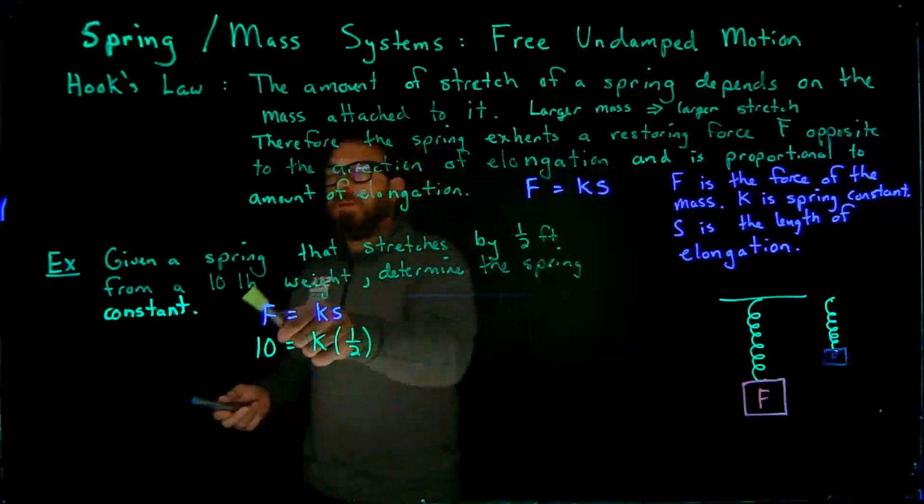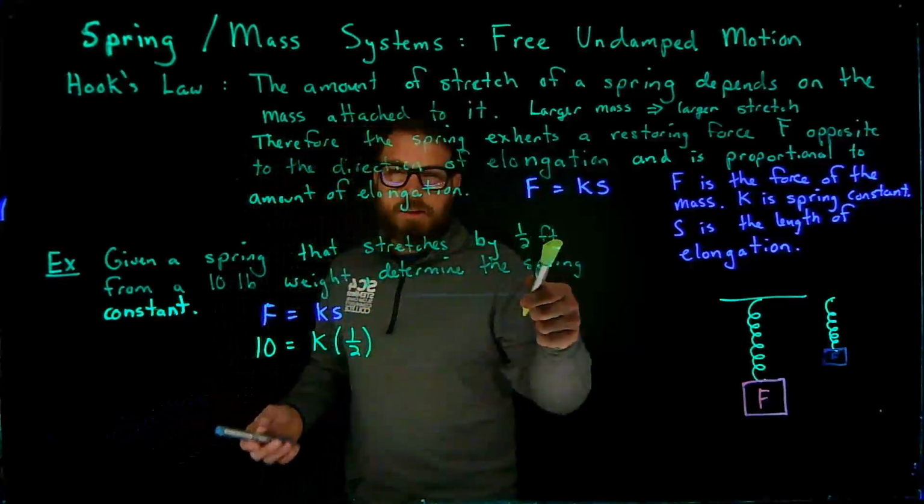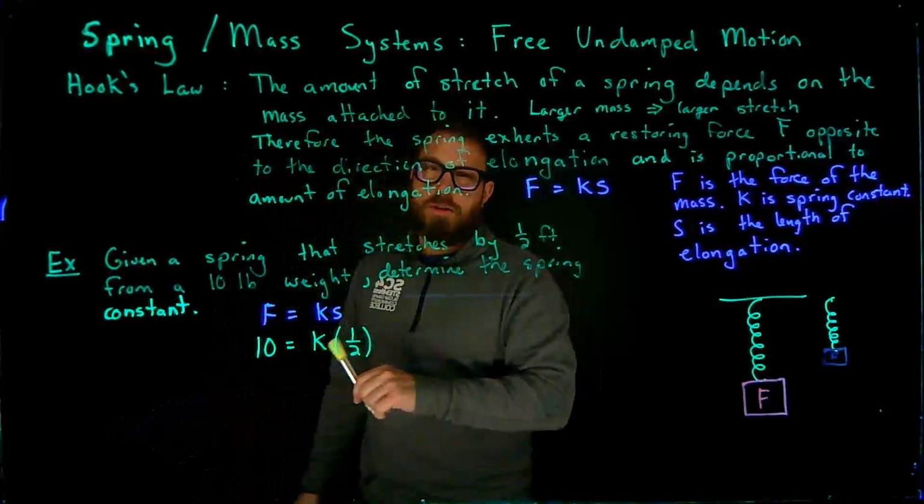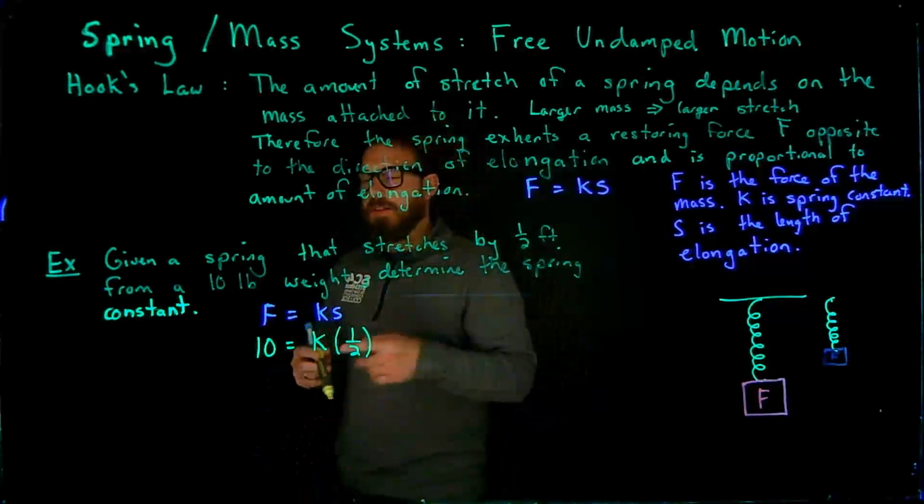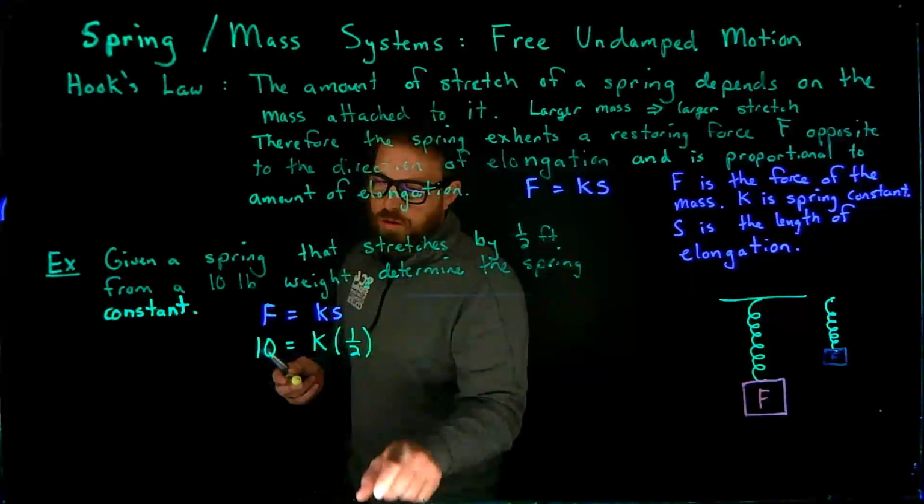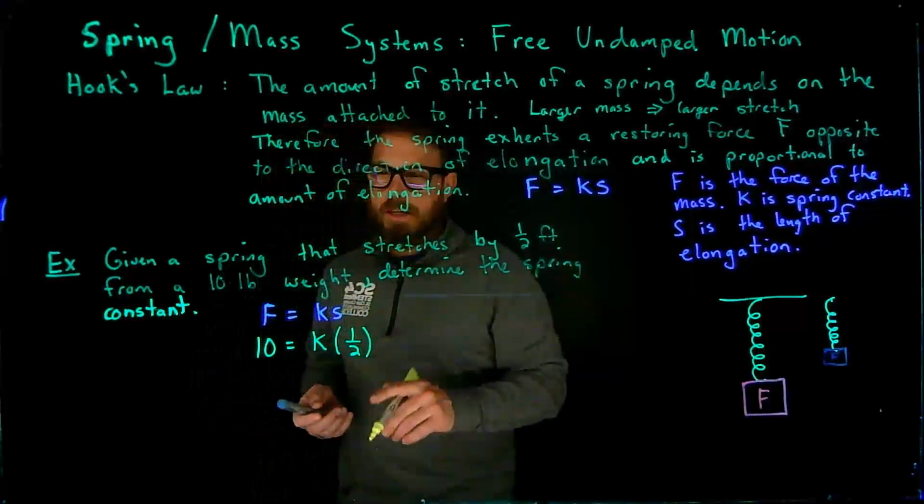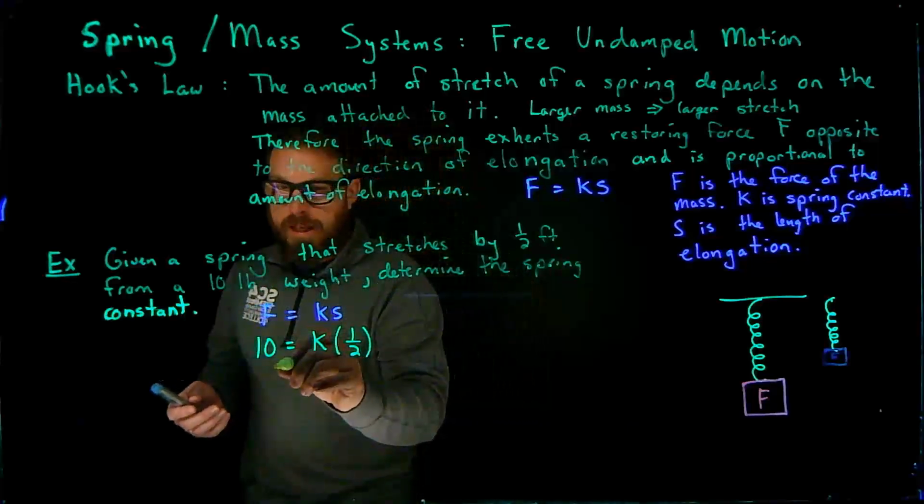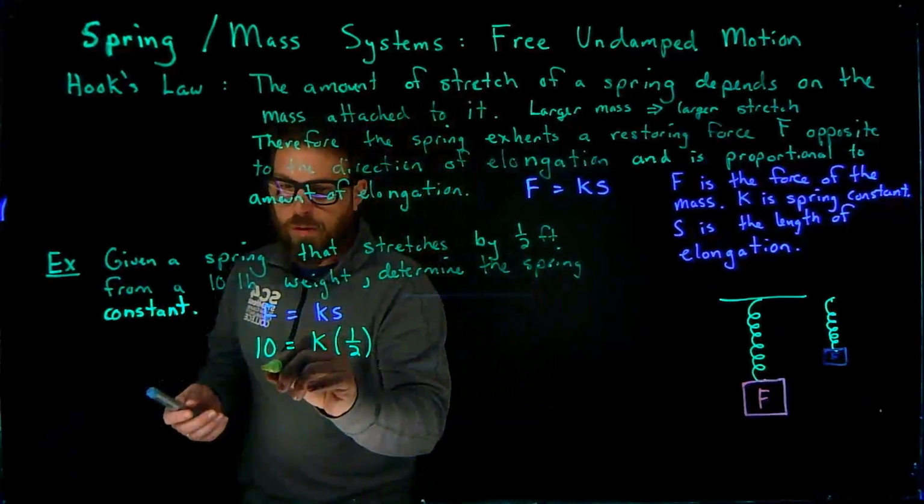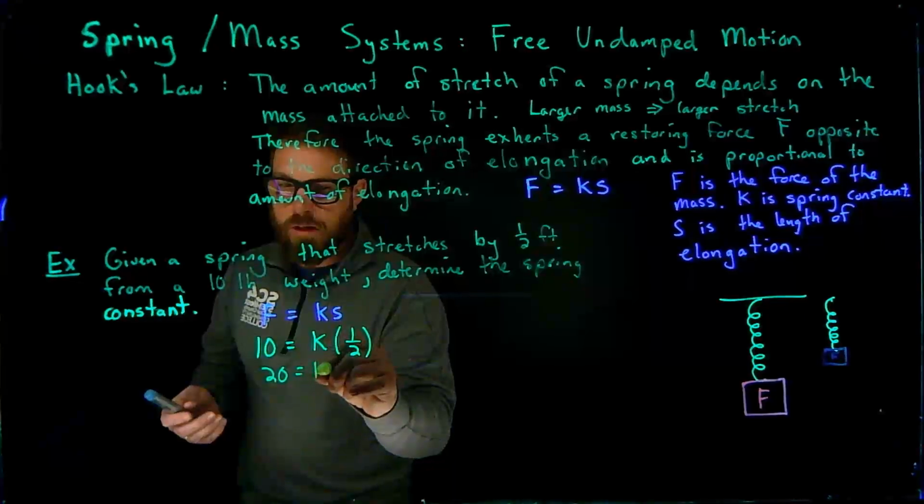So if we're using pounds, this has to be in feet. So if this said 6 inches, you'd have to turn this into feet, because our forces and stuff have to have the exact same units. So you'll notice me do that in upcoming examples. Okay, so what this implies is that, multiplying both sides by 2, 20 is going to be equal to this spring constant.